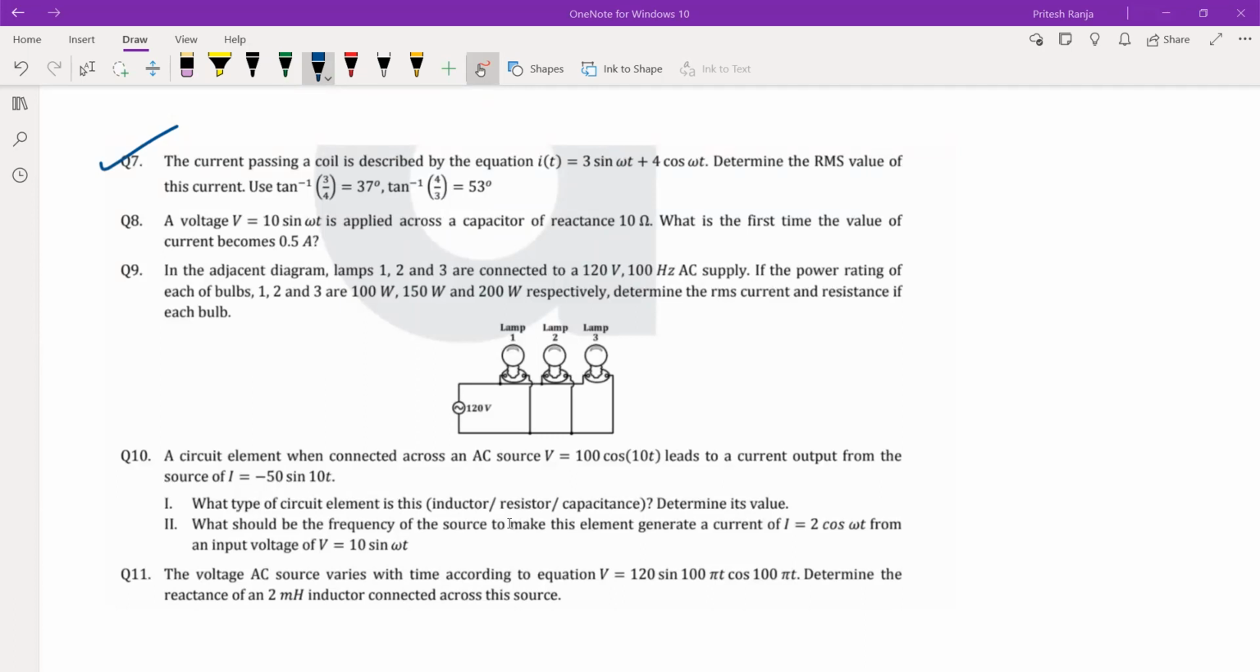Number 7, whoever has done it, let me know the answer. Next chapter we'll start, that is ray optics, light, and then we will see wave optics. So current passing is determined by this equation. Determine the RMS value. So quickly, all will do. RMS value, whoever gets the first answer, we will discuss this.